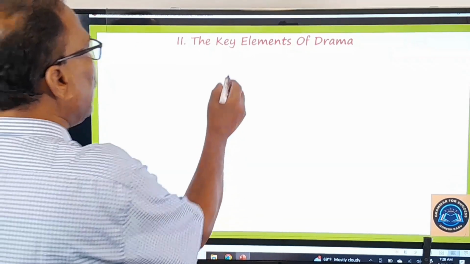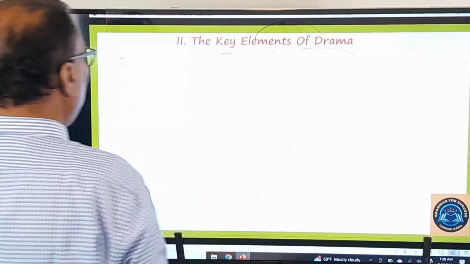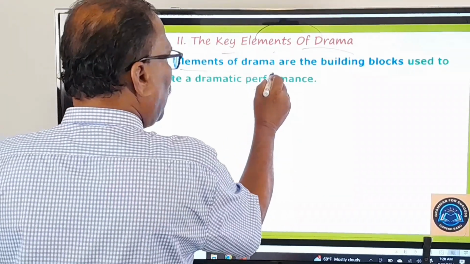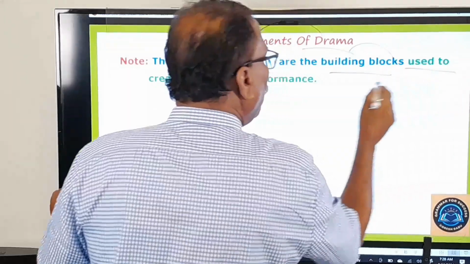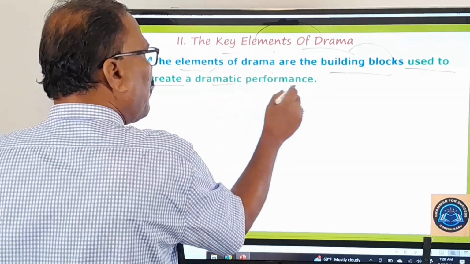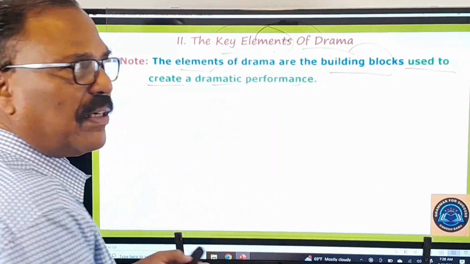So what are the key elements of a drama? Here you pay attention. The elements of drama are the building blocks used to create a dramatic performance. And these elements of drama create what?